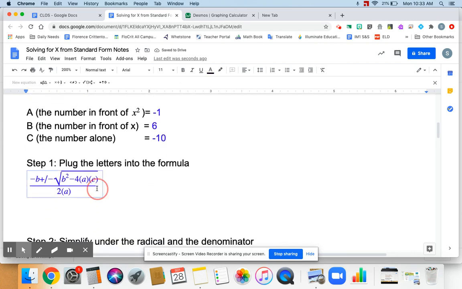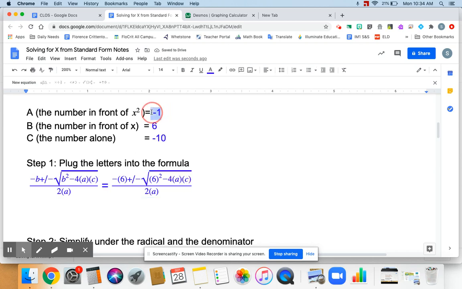So now all we really do is we plug those letters into this formula. So negative, I'm going to put parentheses around all my letters because it's going to help. So negative b. Right now, b is 6. So I'm going to put 6 into that. And I'm also going to come over here and put 6 into this b. One says a, and a right now is negative 1. So I'm going to put negative 1 right there. And then the c right now is going to be negative 10. And the last a is also negative 1 because a is negative 1.